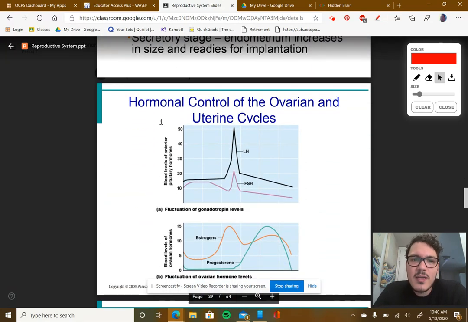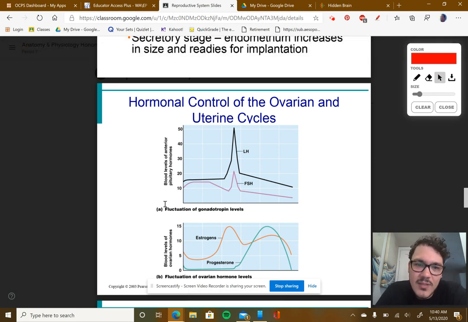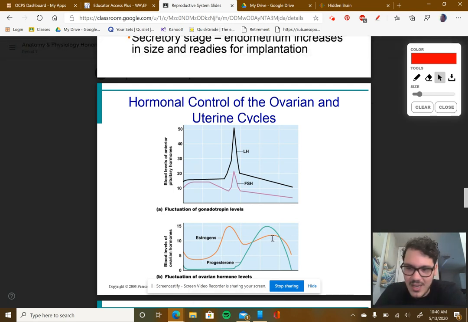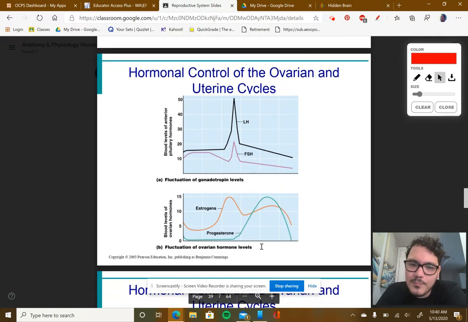Let's move down a little bit. Here we see some hormonal control of the ovarian and uterine cycles. We just see how these hormones spike and adjust according to what's going on, right? So here we see the blood levels of anterior pituitary hormones. Again, we talked about that back in endocrine system, luteinizing hormone, follicle stimulating. And then here we see the blood levels of ovarian hormones. Progesterone and estrogen are secreted directly from the ovaries. Again, stuff we've seen before and talked about.